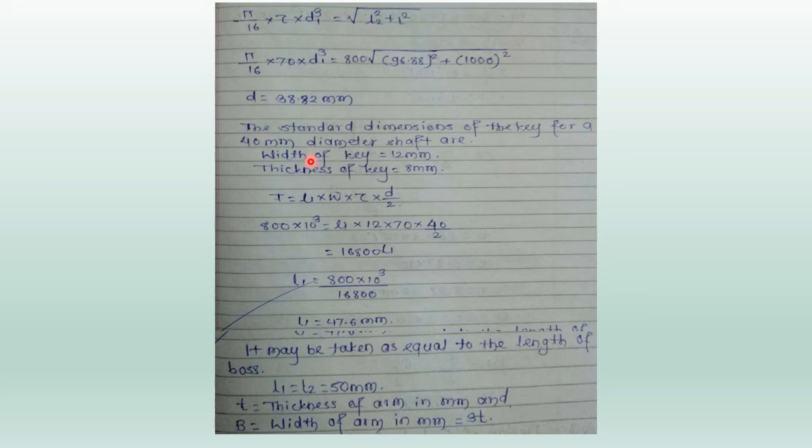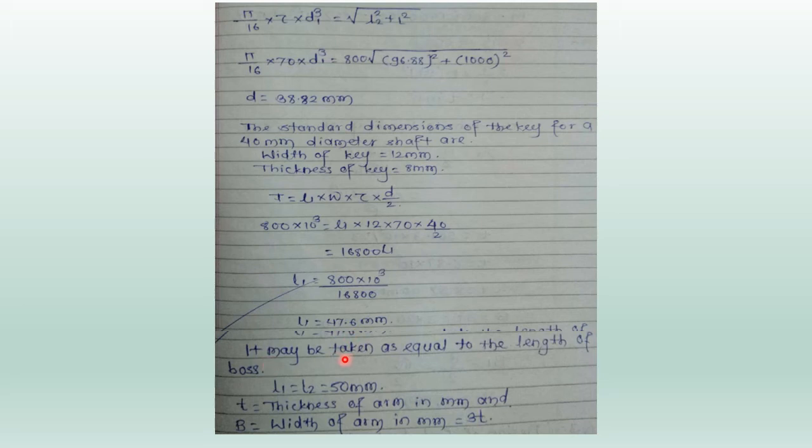For a standard diameter of 40 mm, what should the width and thickness be? 12 mm and 8 mm. Okay, so put down these values of width and thickness in this equation. So you will get capital T equal to L1 into width W into tau into D by 2. Put down all the values and calculate L1. So you will get L1 as 47.6 mm. Approximately you can take it as 48 mm or 50 mm. Both are correct. You have a tolerance of 1 to 2 mm.